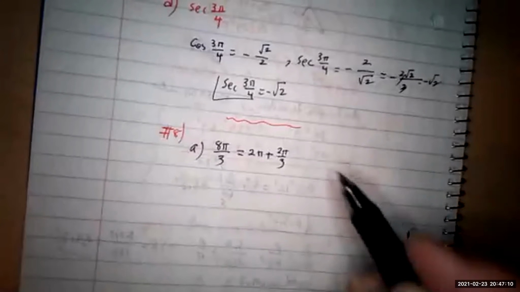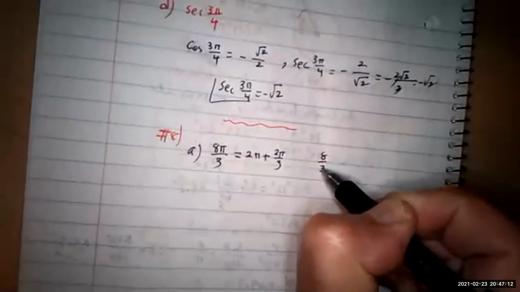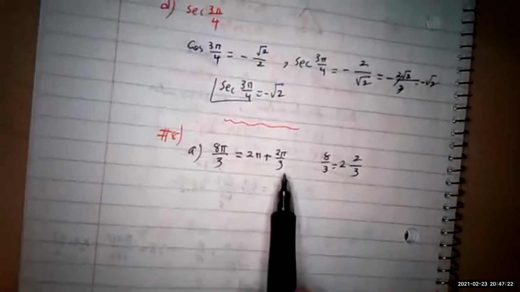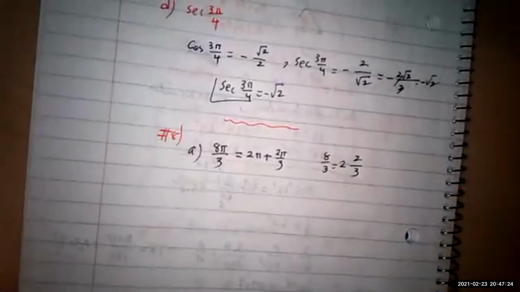Because 8 third is going to be what? You see 8 third? 8 third is 2 and 2 thirds. That's what you got. So this means everything would be the same as the 2 pi third. The trigonometric function of these two, when you shrink it, because it's a 2 pi, you can forget about the 2 pi and go for it.